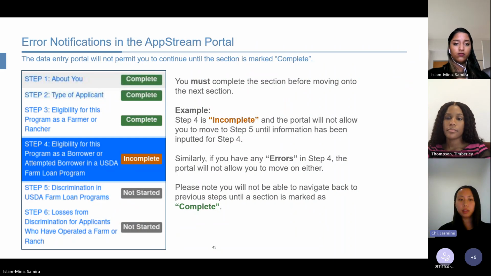So if it's incomplete, like it is in step 4, you won't be able to move on to step 5. And similarly, if you have any errors in step 4, the portal won't allow you to move on either. And like I mentioned, you can't move backwards to steps 1 through 3 that have already been completed. So until you complete this section, you're pretty much stuck there until you rectify all the issues or complete all the questions that are required.